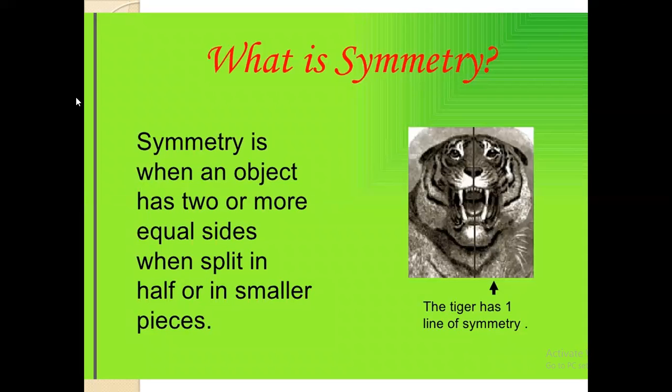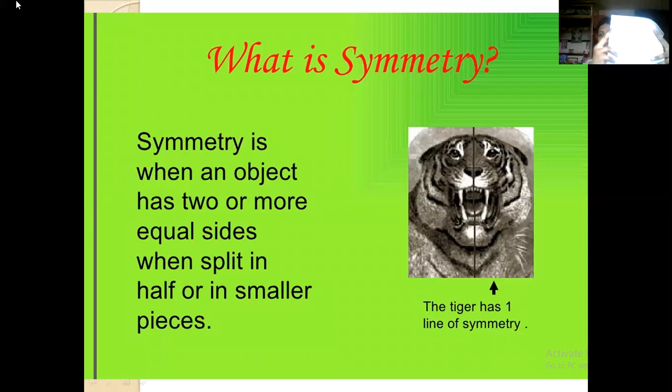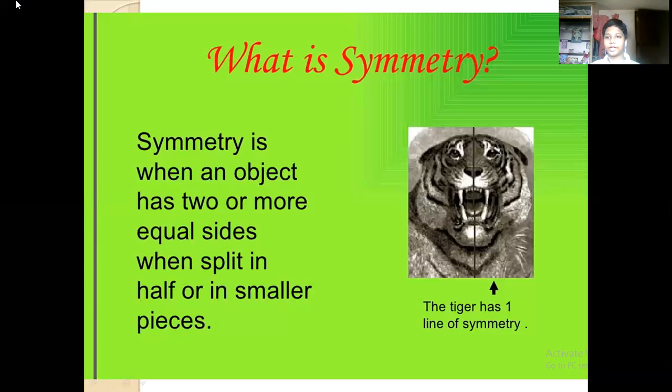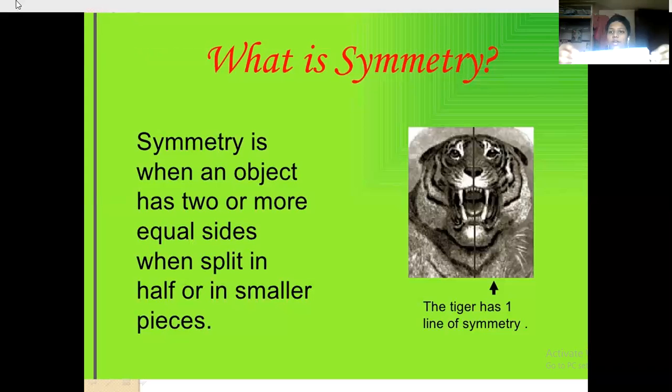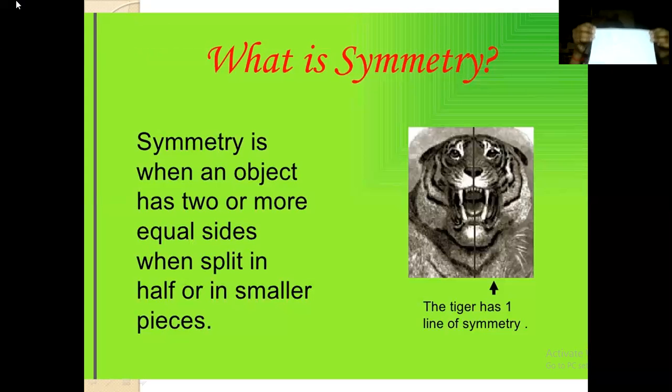Now I will show you. See, this is a paper. They will be asking how many lines of symmetry it has. To find that, we join the paper at the center, and we fold it. We have folded the paper. This is known as symmetry.